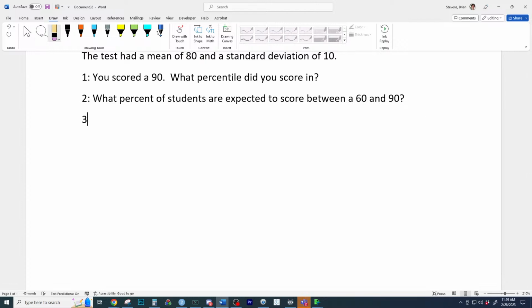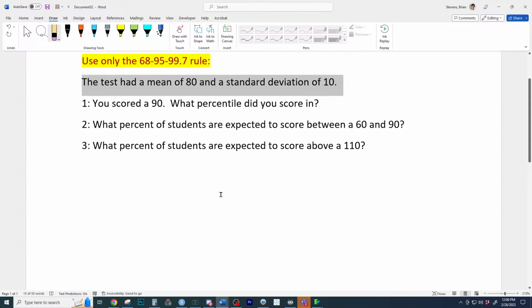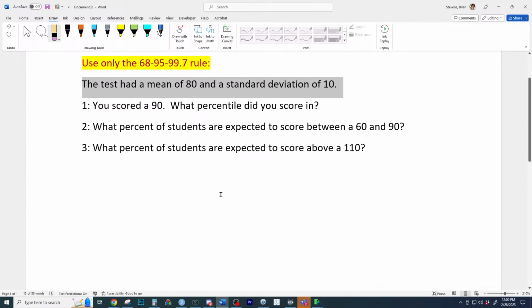So what percent of students are expected to score above a 110? What's the first thing you might do with 110? If you see 110, you might immediately do what right here? And I'll do another difficult one. Great job. Hannah already has the answer.